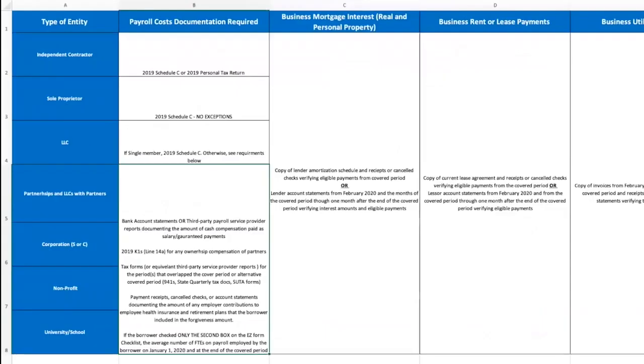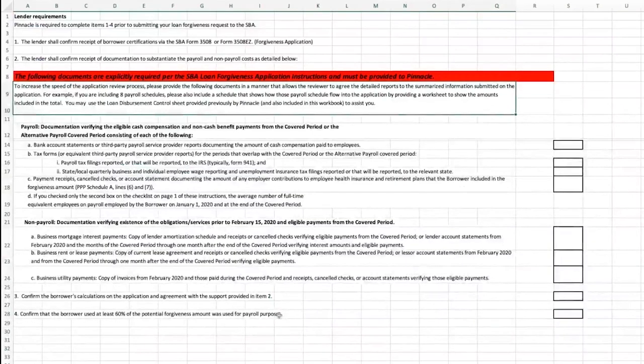Tab 4, Lender Requirements, is informational for you as a client to let you know what we as a lender have to do in order to have a good faith review of your application before we submit it to the SBA. This is our responsibility to the SBA. We just want you to know as a borrower what we are looking for.